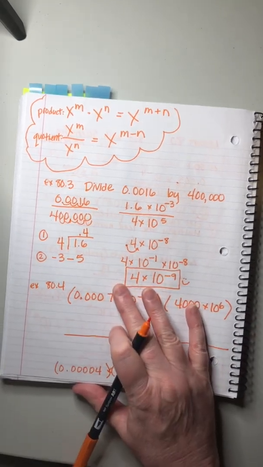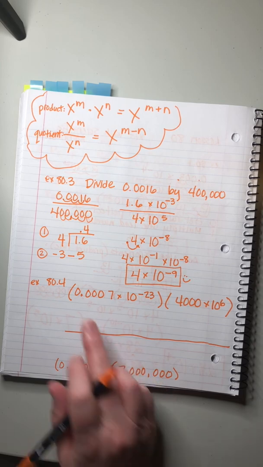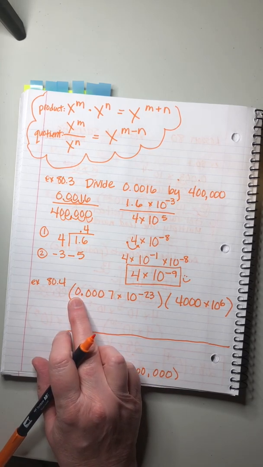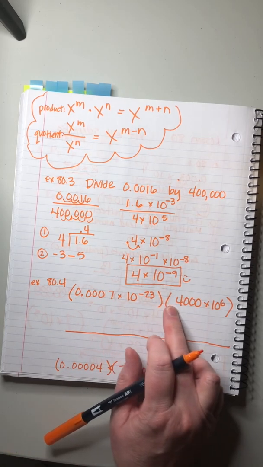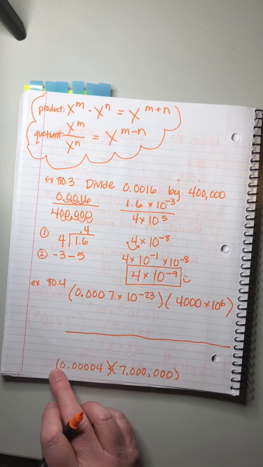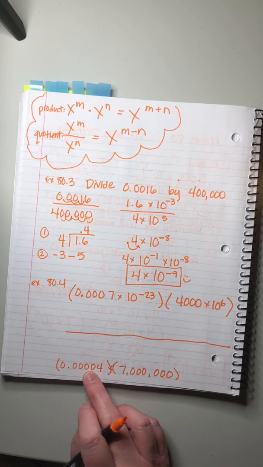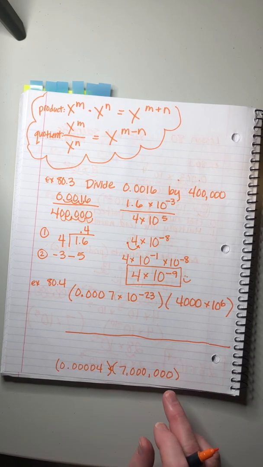I'm going to scoot this up a little just to make sure you can see that pretty well. Okay, this is the original problem. 0.0007 times 10 to the minus 23. I'm just double checking. Okay, those numbers are correct.